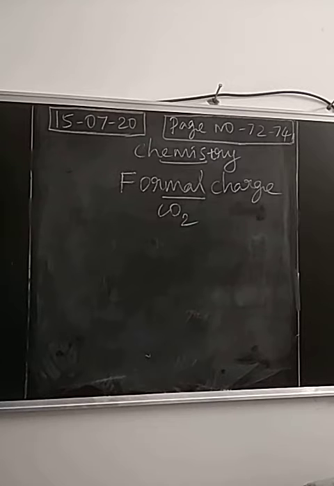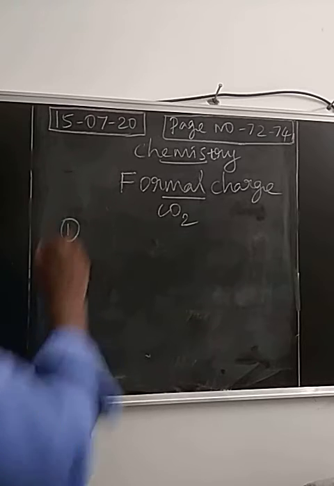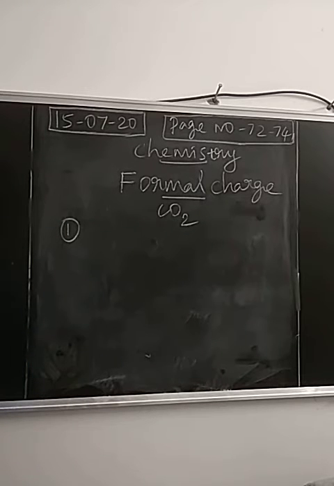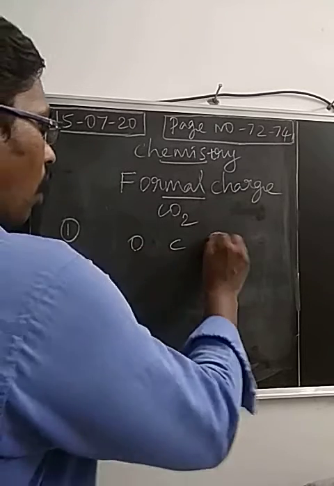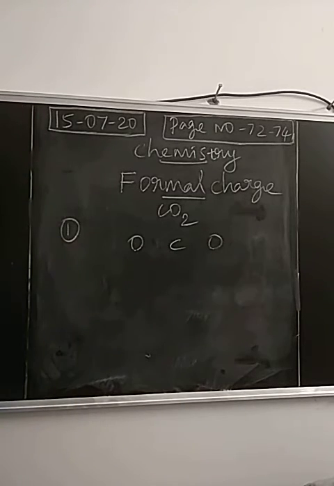In the Lewis dot structure, we have the steps. Totally we have 5 steps. What is the first step? According to the Lewis dot structure method, the first step is to draw the skeletal structure. So carbon can be in the middle portion. Just mention oxygen in these two positions. So this is the skeletal structure of carbon dioxide.